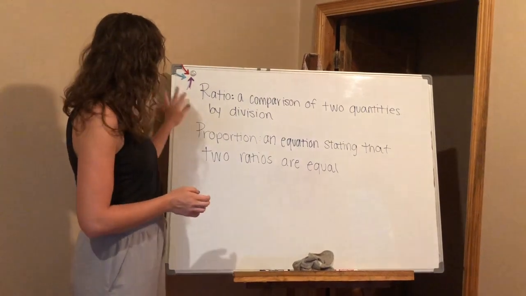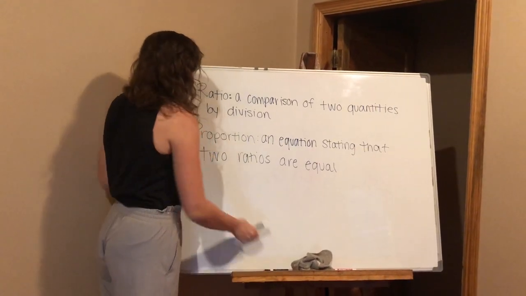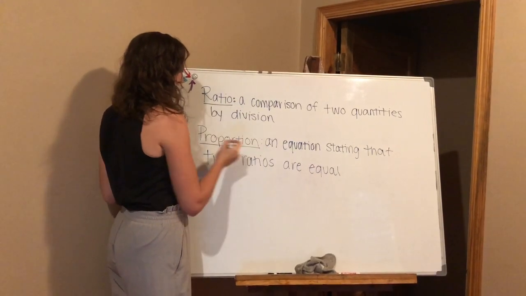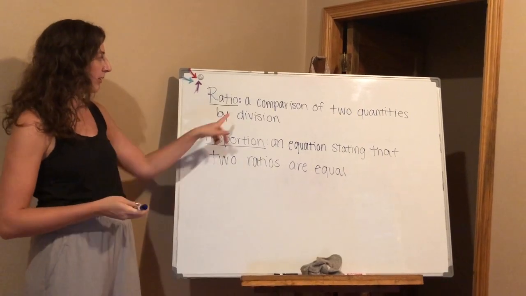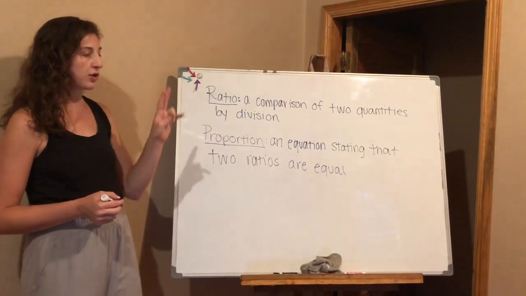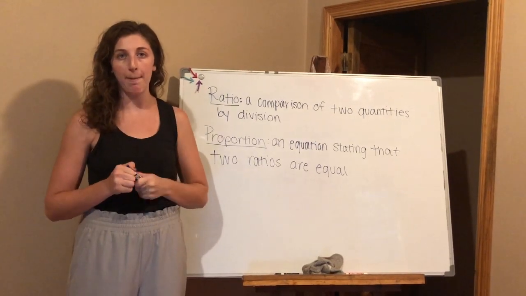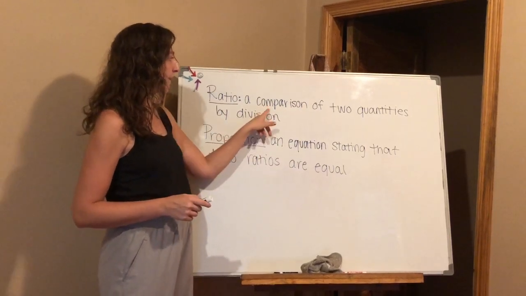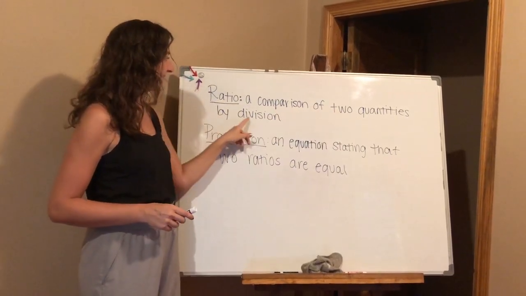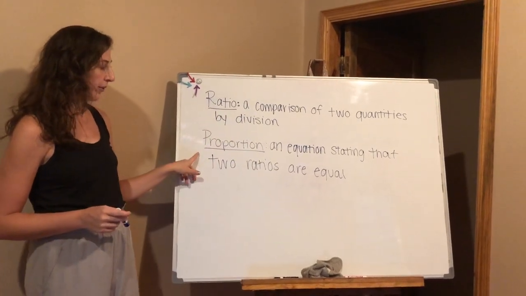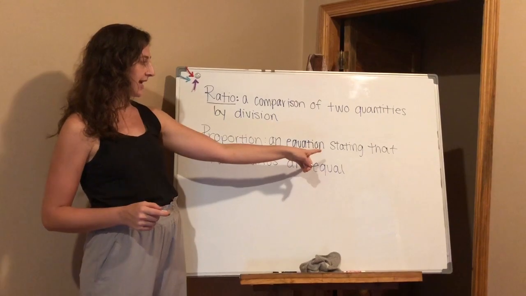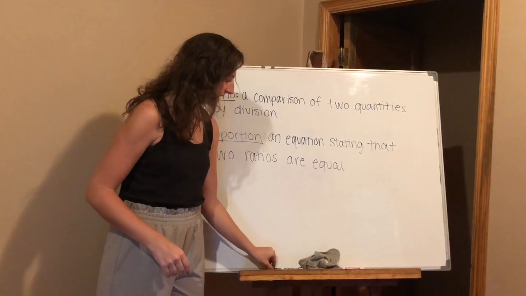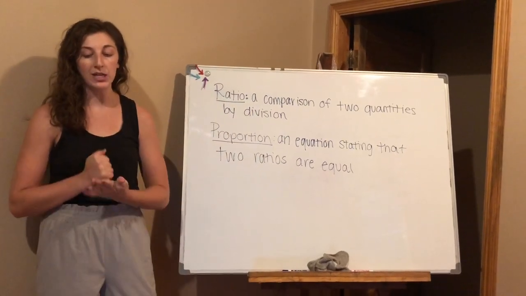So first we're just going to define the vocabulary we'll need today. We're going to talk about ratios and proportions. A ratio is a comparison of two quantities. A quantity is a number, an amount of something. Two quantities by division, so you are comparing two numbers by dividing them. And a proportion is an equation stating that two ratios are equal. So we're going to look at an example of ratios first.